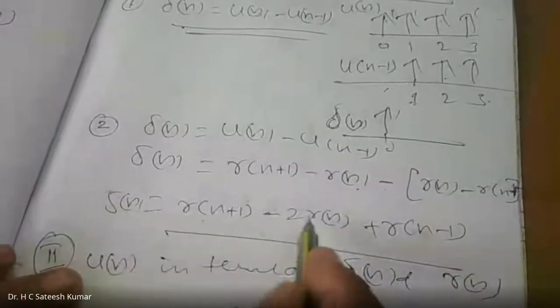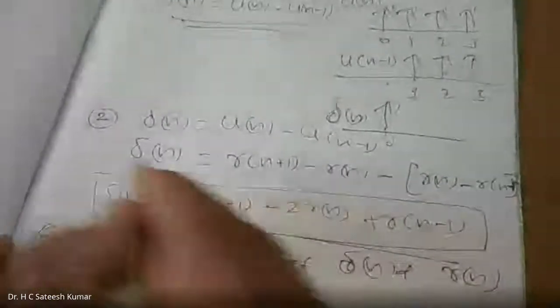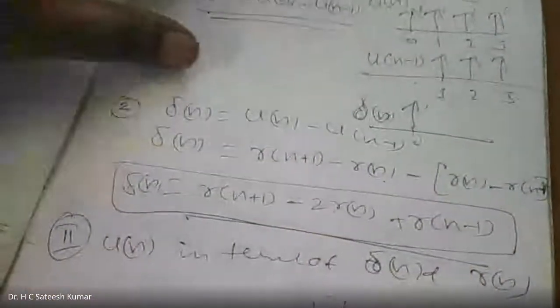You can sketch all of them individually and add them depending upon the sign. So you will get the origin. If you want, you can verify that also.